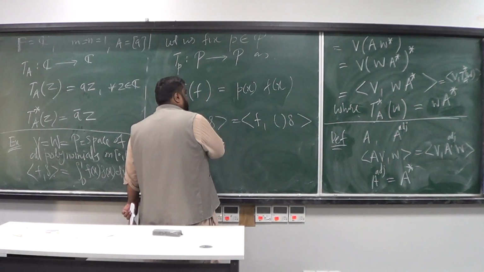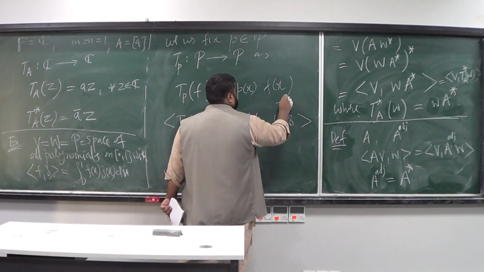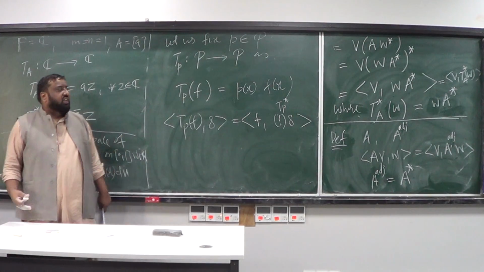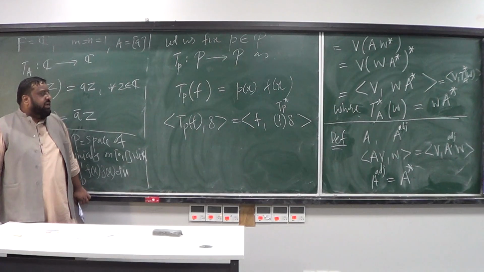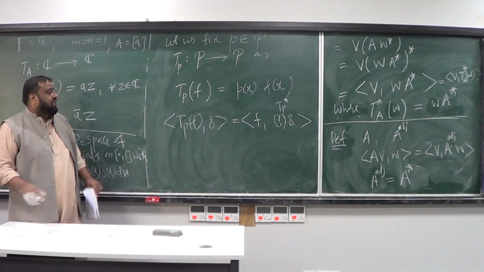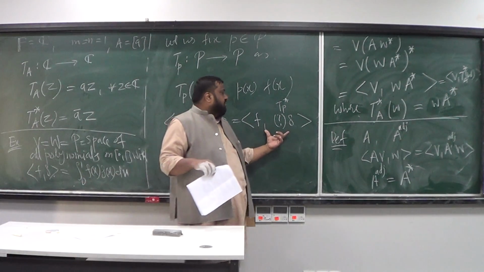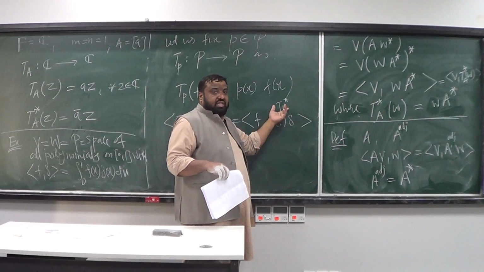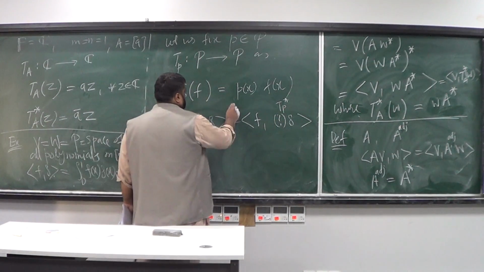So if I can find that something, that something is going to be Tp star. The trick to find the adjoint is to take this inner product and try to turn it into this kind of inner product. Whatever comes here is going to be the adjoint of the operator actually. Okay, so this is what I would like to do.